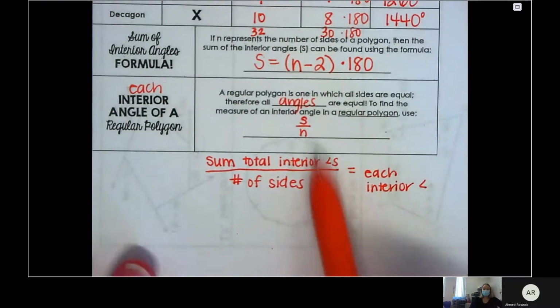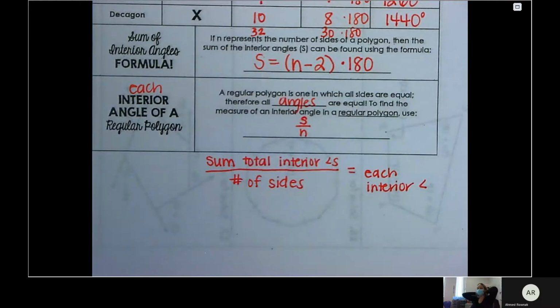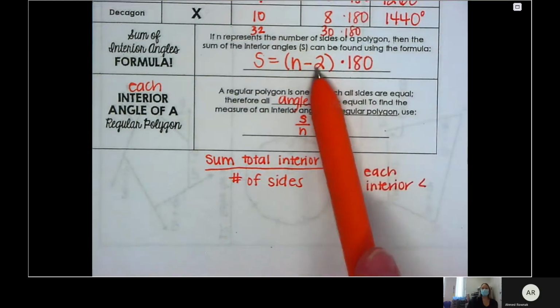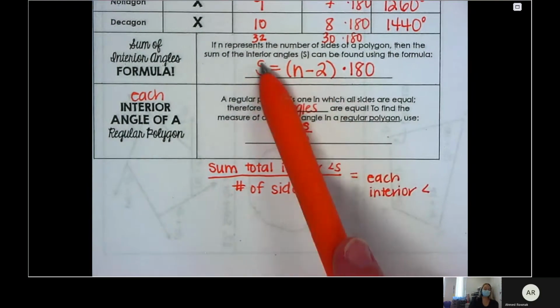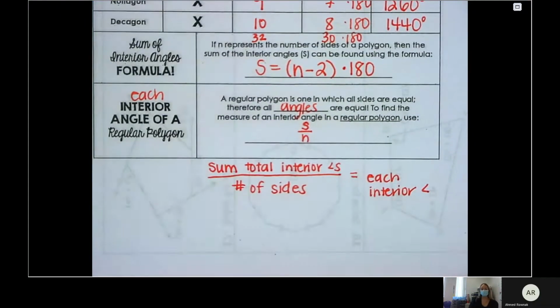Right, so these mean the same thing right here, S divided by N. I'm just writing in words what it says. Take the sum of the total interior angles, divide it by the number of sides, and that's going to give me each interior angle individually. So let's use those formulas now to answer a couple of questions. We're either going to use this formula right here to find the total, or we're going to use this formula right here to find each interior angle.